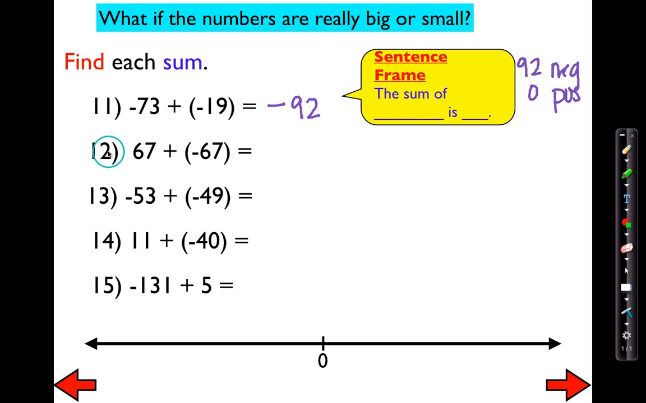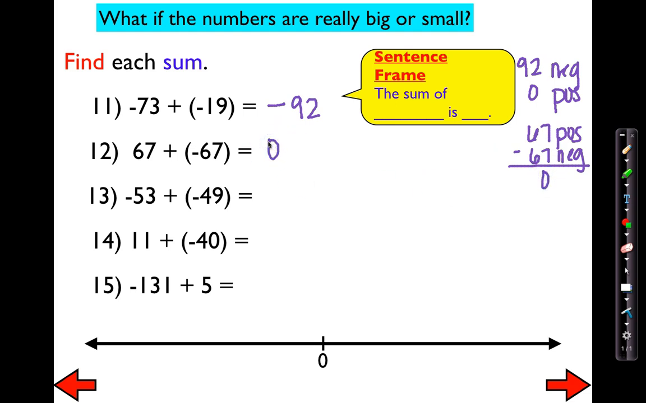Okay, now let's look at number 12. Are there more negatives or are there more positives? I would say there's neither. They're an equal amount. So let's just go ahead and say there's 67 positives and there's 67 negatives. Because we want to figure out how many more positives there are than negatives, we're going to find the difference. If we find the difference, we're going to find that the difference is 0. So my answer is 0.